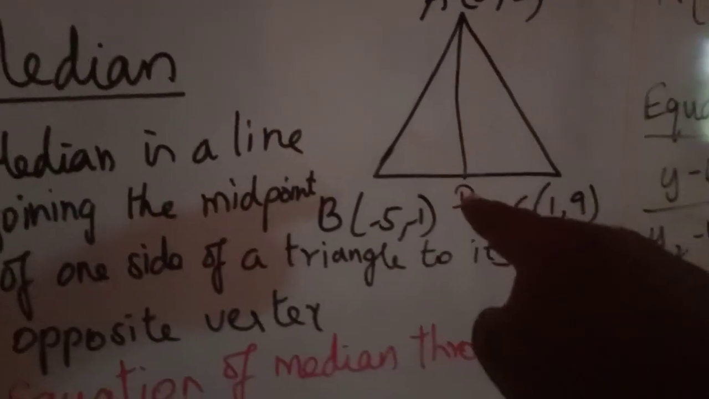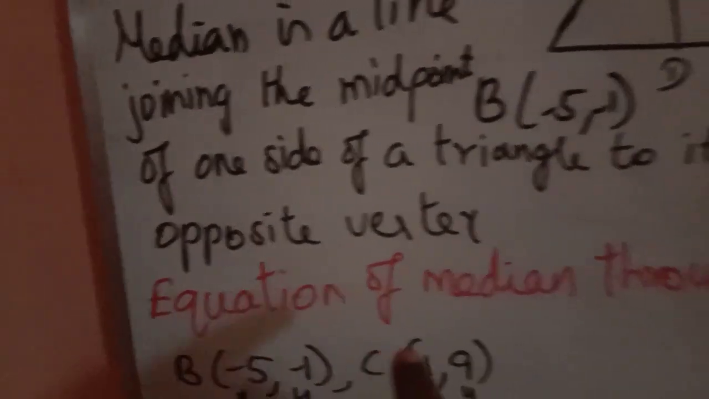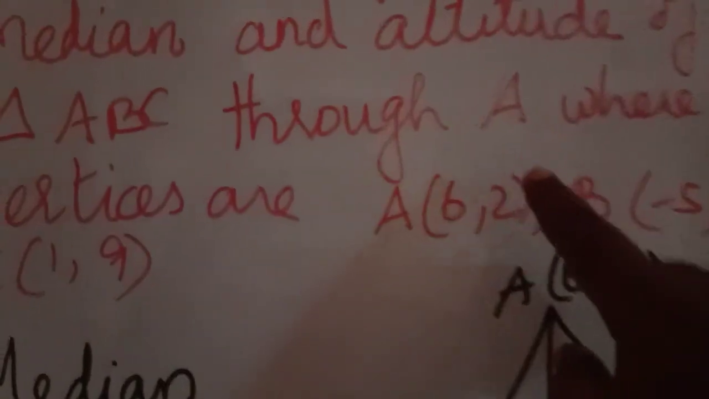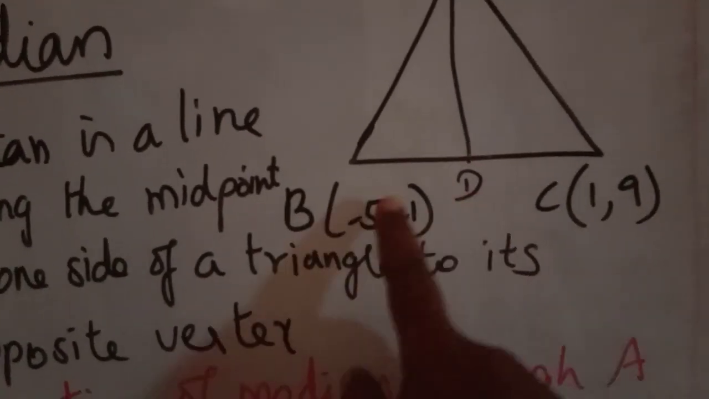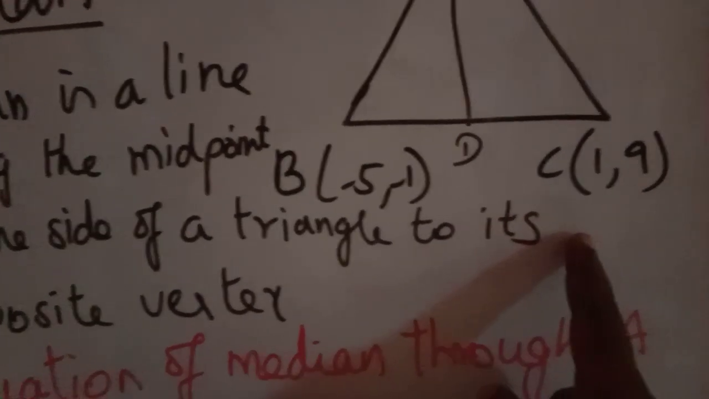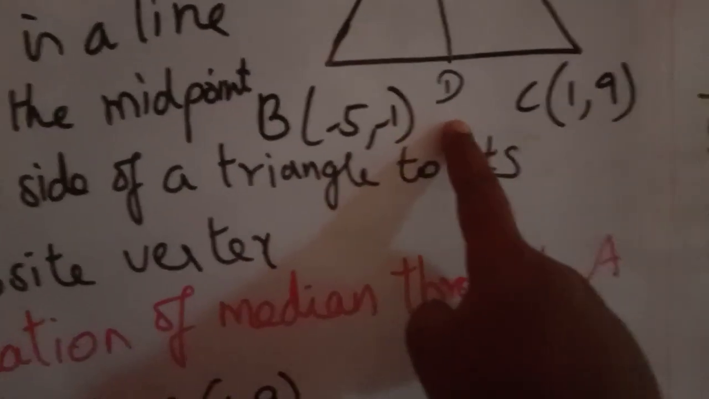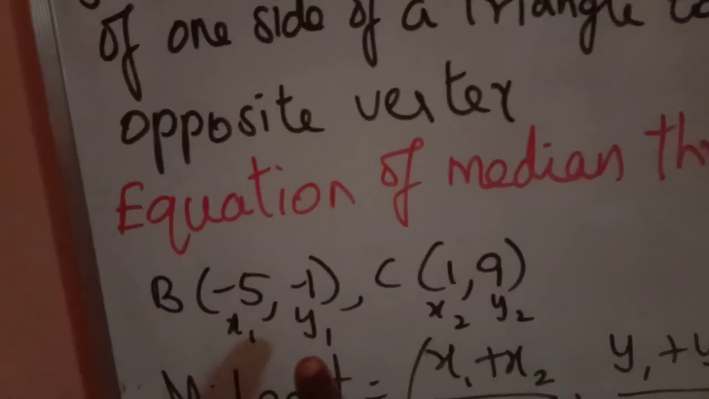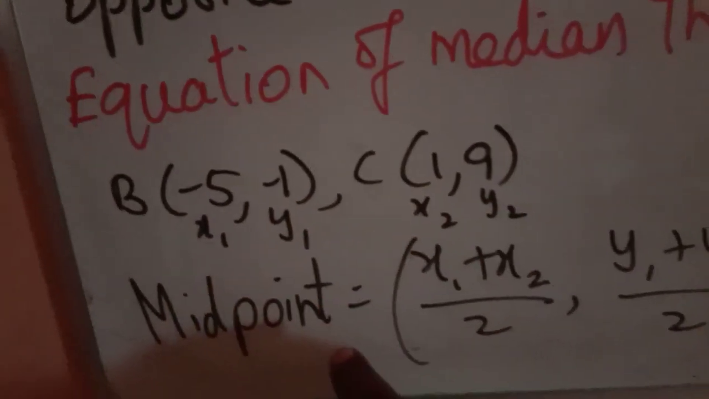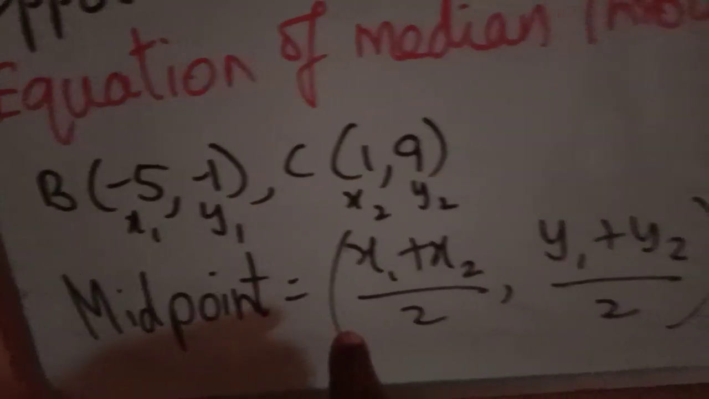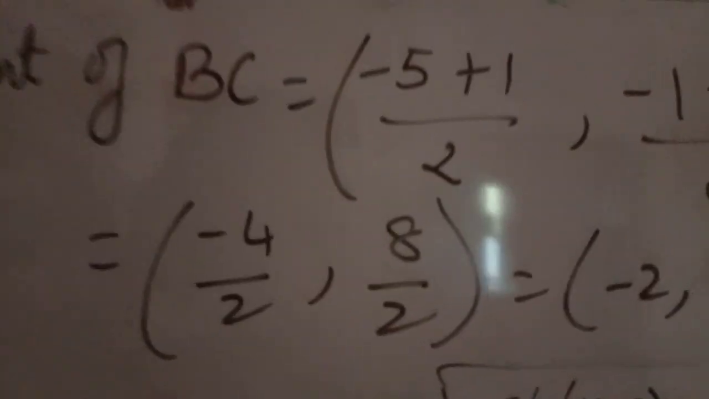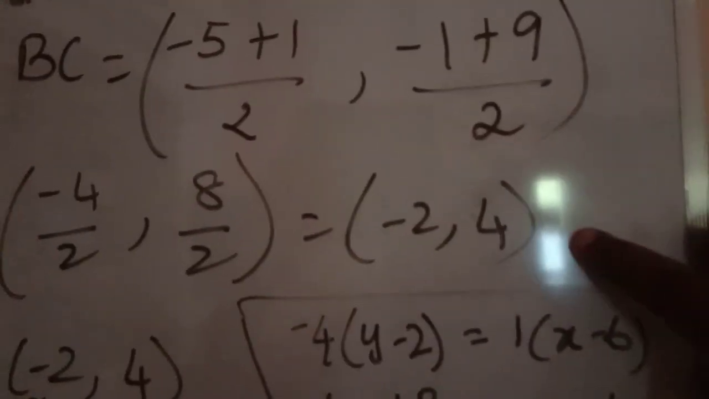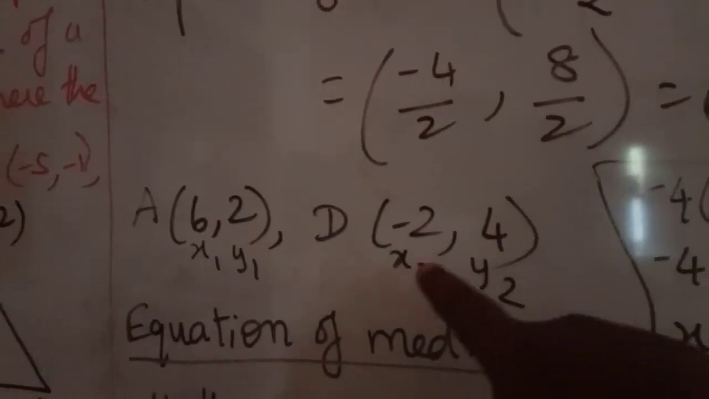Now we are going to find the equation of the median AD here. Equation of median through A. In the question they ask through A, the point through which the line passes, so here A is given. D is the midpoint of BC as per the definition of median. So find D using the midpoint formula. Write down the points B and C, x1, y1, x2, y2. We know the midpoint formula is x1 plus x2 by 2, y1 plus y2 by 2. So substitute this and find, we will get minus 2, 4. So D is minus 2 comma 4.